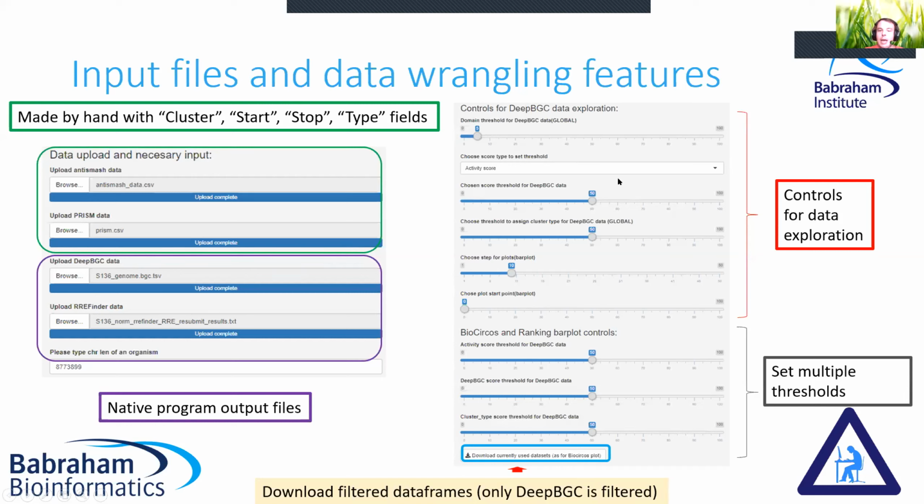And you have a bunch of controls to filter your data. This app is mainly focused on filtering DBGC data because it has different scores, and you can apply different thresholds to visualize and explore it. And in the end, you can download filtered data frames, but actually only DBGC is filtered. So this app is not only for visualization of the data, but also an interface to visually filter the data and download the filtered one.